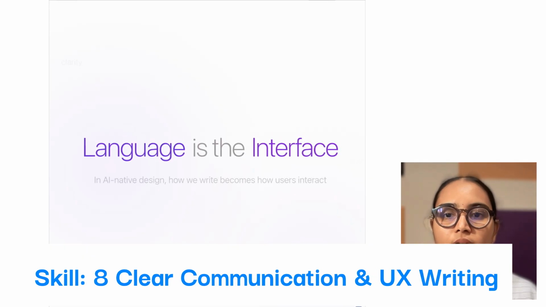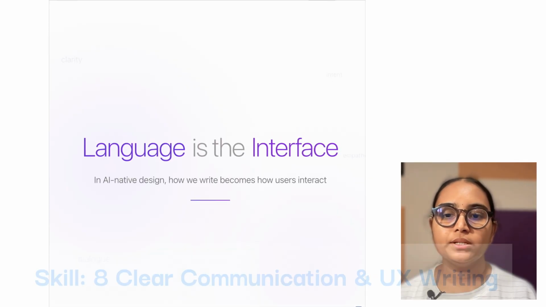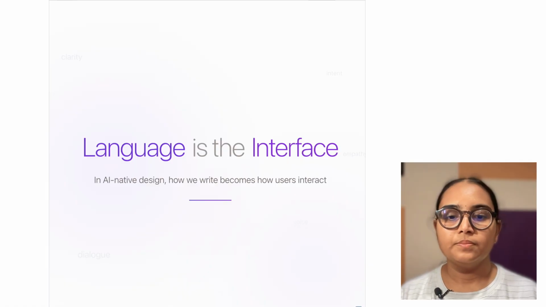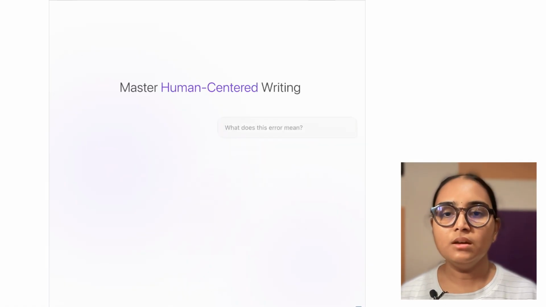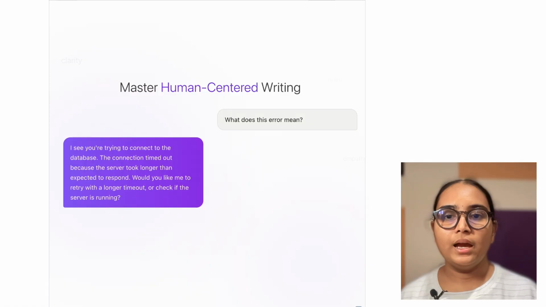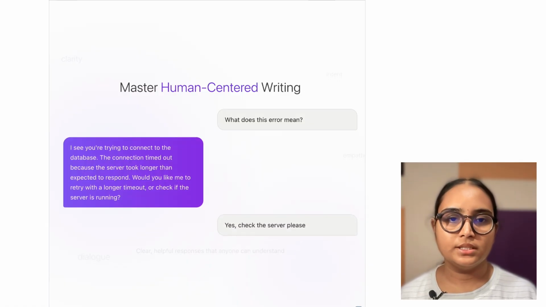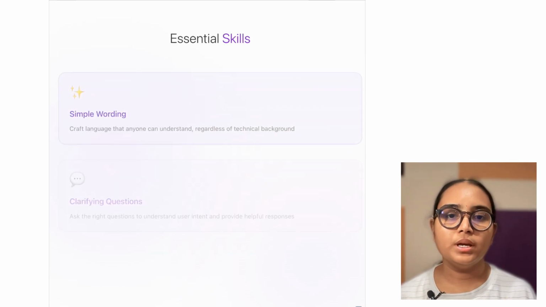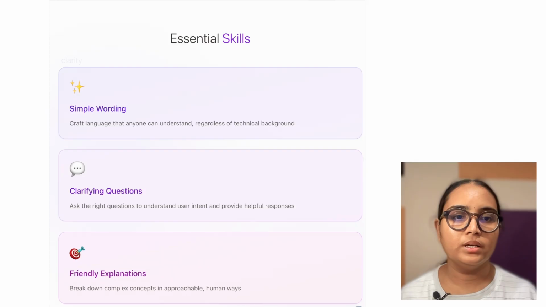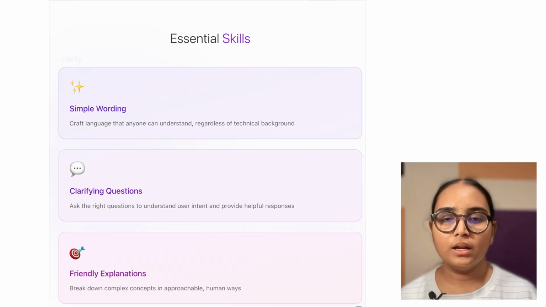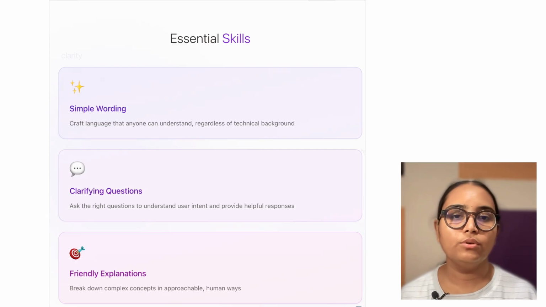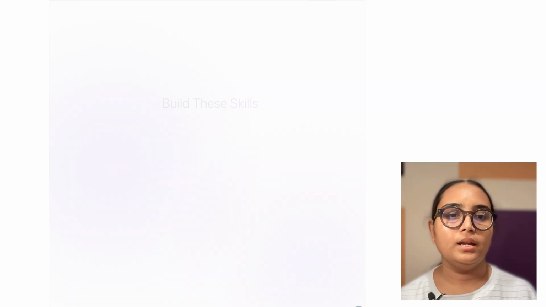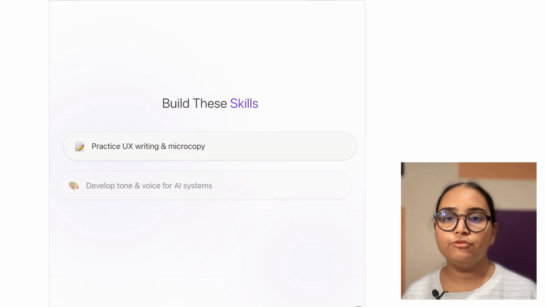Skill number 8: clear communication and UX writing. In AI native design, language becomes the interface itself. This means designers need to master clear, human-centered writing. You should be able to craft simple wording that anyone can understand, write clarifying questions and helpful responses, and explain complex things in a friendly way.